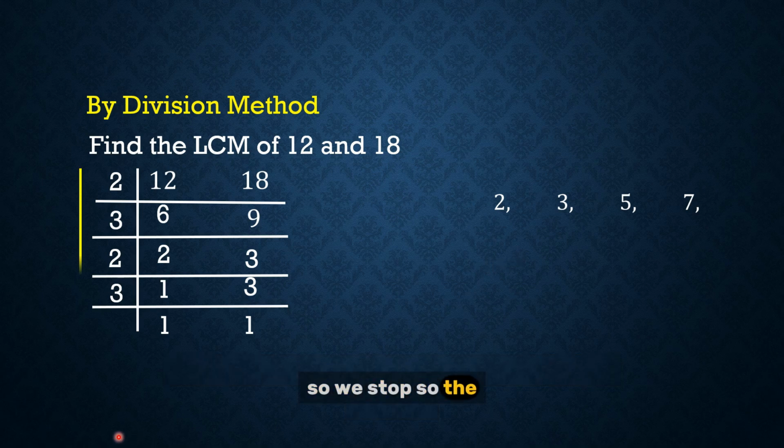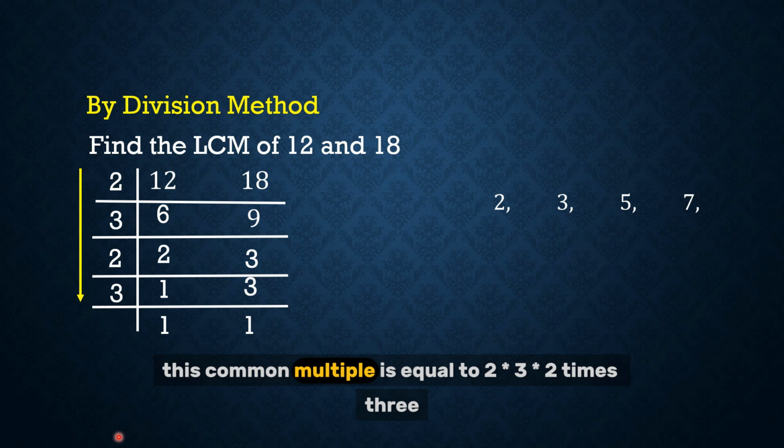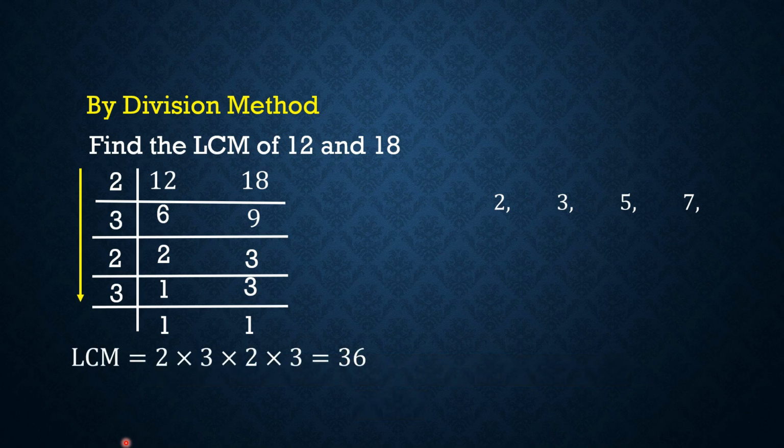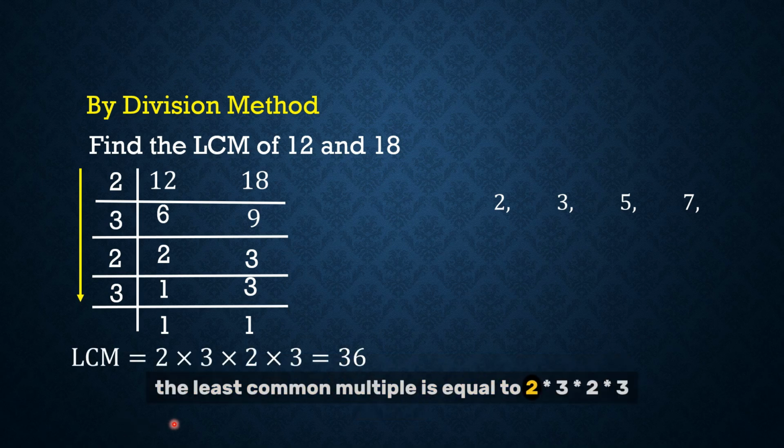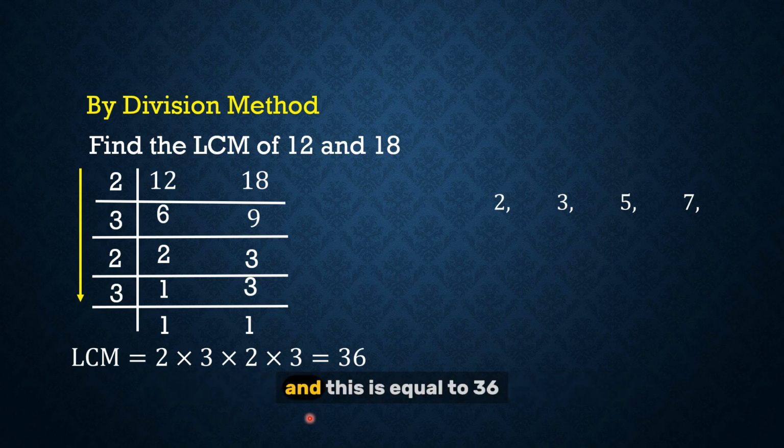So, the least common multiple is equal to 2 times 3 times 2 times 3. Let us write it here. The least common multiple is equal to 2 times 3 times 2 times 3, and this is equal to 36.